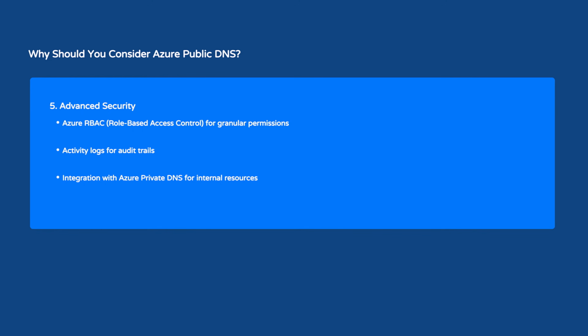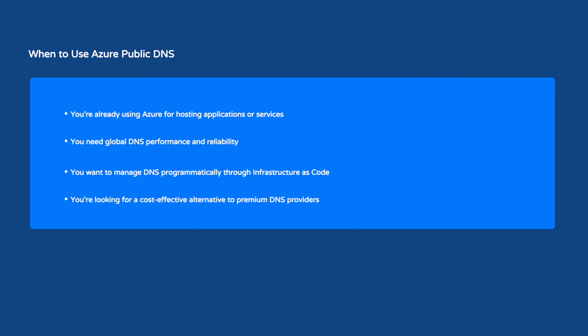Also a very important point. When to use Azure Public DNS? You are already using Azure for hosting applications or services. You need global DNS performance and reliability. You want to manage DNS programmatically through infrastructure as code. You are looking for a cost-effective alternative to premium DNS providers. Okay, let's jump into the portal and see how we can set these things up.